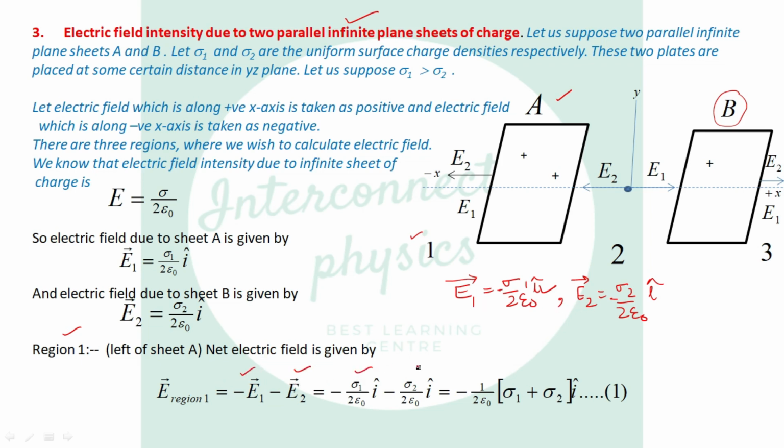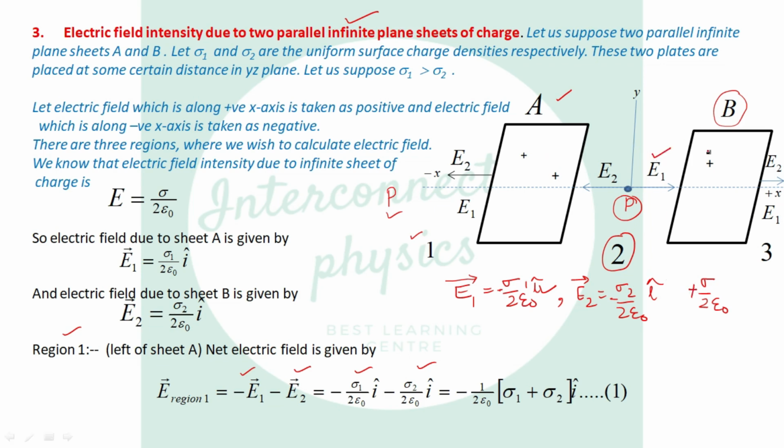So put the value and take the constant term minus 1 by 2 epsilon naught (sigma 1 plus sigma 2) I cap. Now if we move to region 2, suppose point P is here; earlier the point P was here. Now we consider point P is present in between the sheets. Now the electric field produced by sheet A will be away from the positively charged sheet, along the positive x-axis, so the result will be positive.